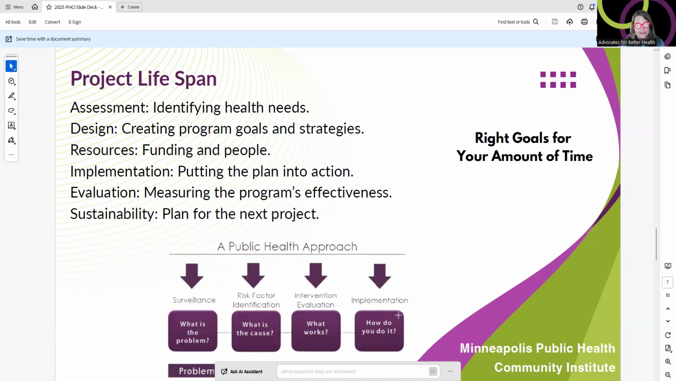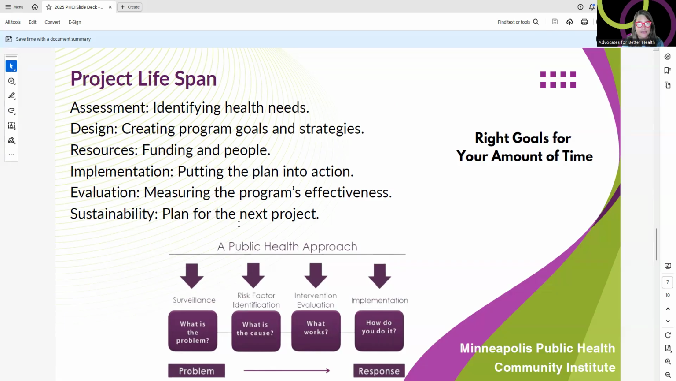You have seen this in the Public Health 101 training, which is the first of the core trainings. It's a public health approach. If you Google public health approach, you'll find lots and lots of good information. We've really tried to find the right language, the right framework that will fit the size and scope and purpose of your PHCI project. But when you're thinking about your application, when you're thinking about a project idea, your big idea, you want to keep this project lifespan in mind.